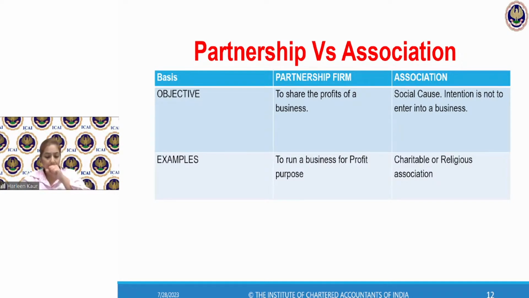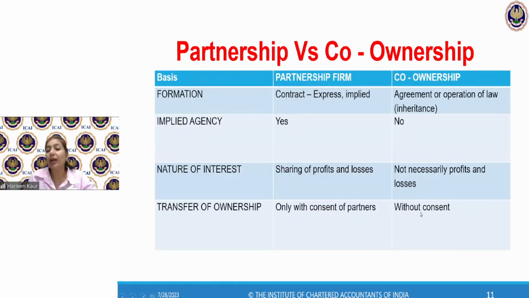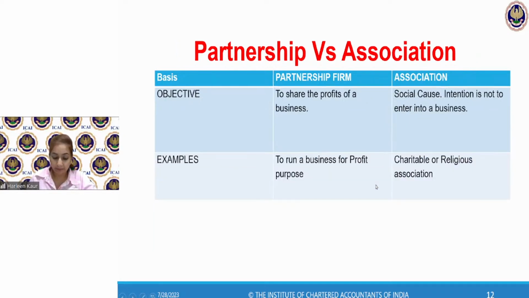Komalpreet, in co-ownership, you do not need the consent of the other person. Without the consent, you can transfer. In partnership, you need the consent of other partners. However, children, under co-ownership, you can do it without the consent. You don't need the consent of other member. You can simply transfer it to another person. But here you can do it only with the consent of other partners. All right, clear? Anshika, I hope it's clear.